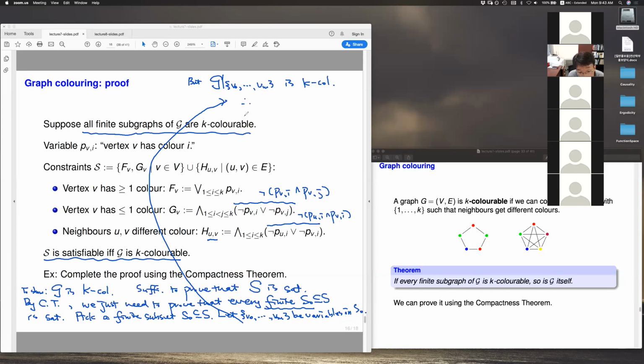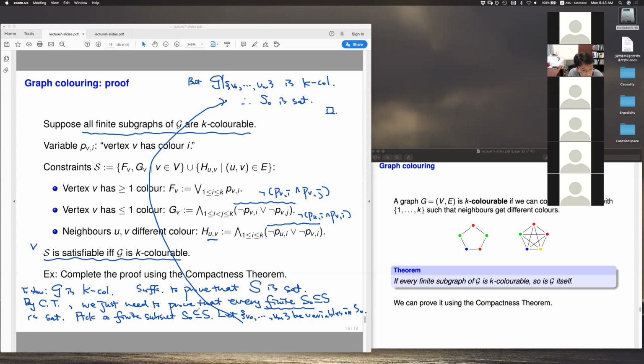So therefore, essentially for the same reason that this if-and-only-if is true, because it's K-colorable, what we know is that S0, which is a finite subset of S, is satisfiable. And then we are done, because of the compactness theorem.